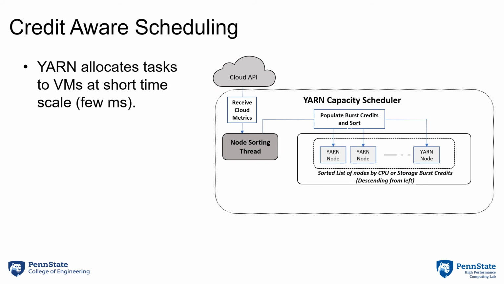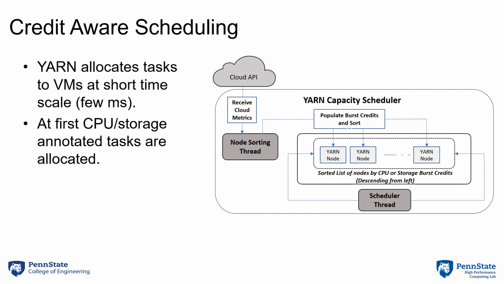Yarn allocates tasks to VMs at a short time scale of every few milliseconds. This is handled by a scheduler thread here. At first, CPU or storage annotated tasks are allocated in a decreasing order of CPU or storage burst credit balance, denoted by this data structure list here. Remember that this yarn node data structure list has already been sorted by the node sorting thread.